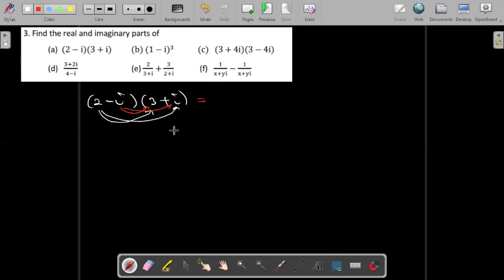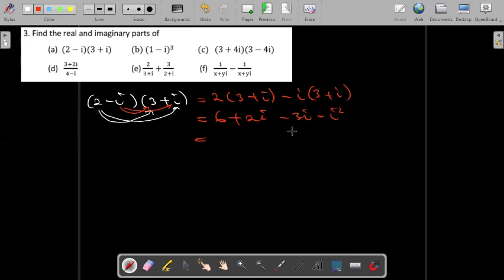And of course, this here is just going to be equal to, so I do the first set of multiplication. I'm multiplying 2 by (3 plus i), then I multiply -i by (3 plus i). And this here is going to be 6 plus 2i. Then I are going to get -3i. Then I have minus i squared.